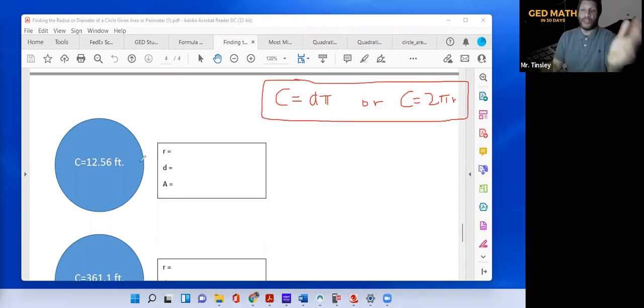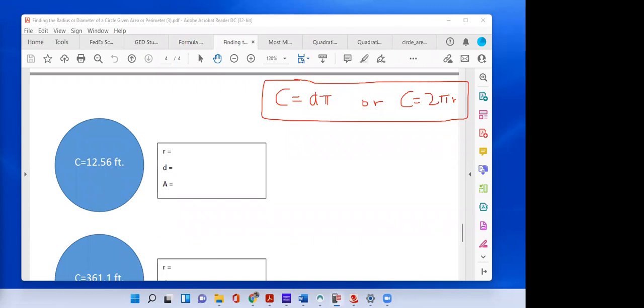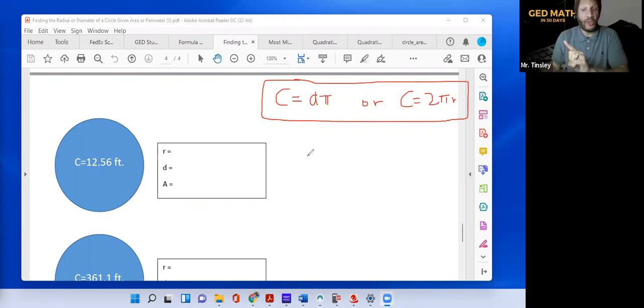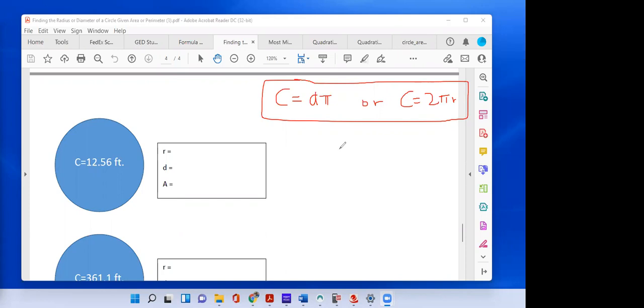What do you think I'm going to do if I know the circumference is 12.56? What can I do to find the radius, diameter, and the area? What do you think I can do? You can divide 12.56 by 2, and that will give you the radius. Are you sure about that? Okay, let's try it.